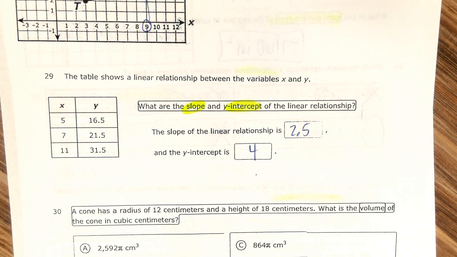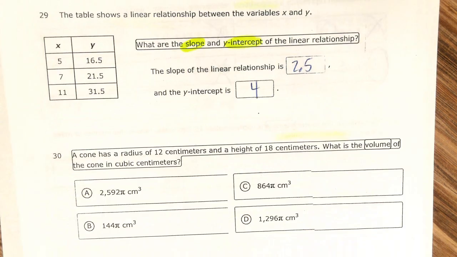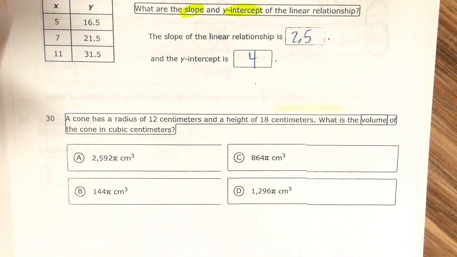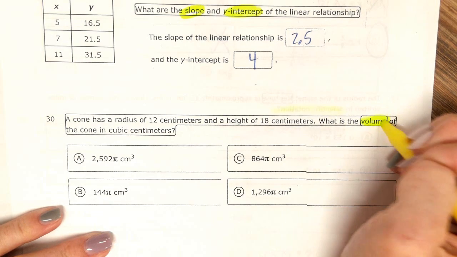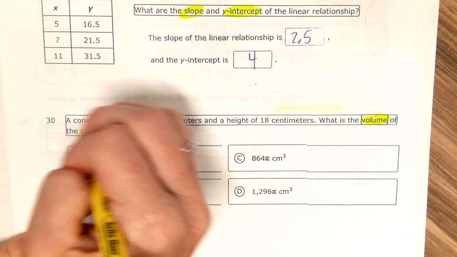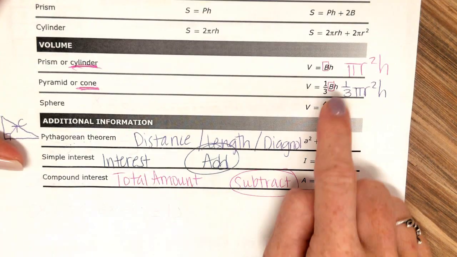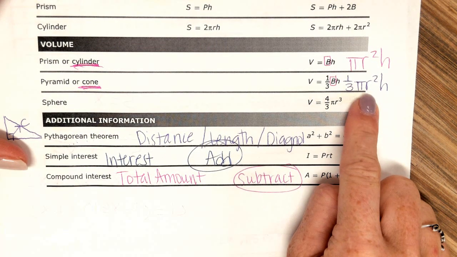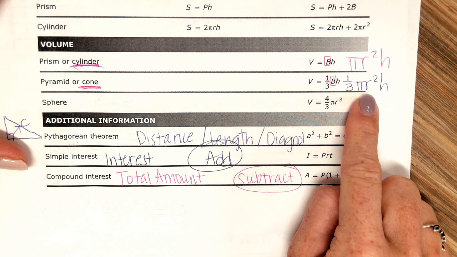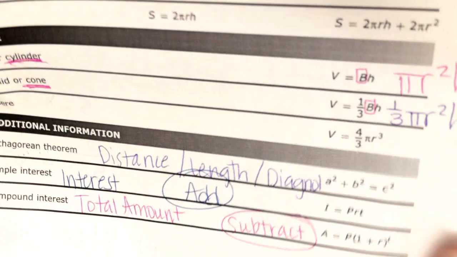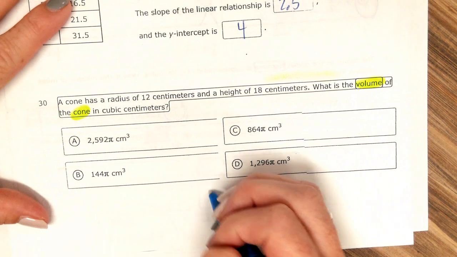The next question is another one you have to get correct. Scan it. Don't read it. Just tell me what is the clue word. What are they asking you to do? Volume and what kind of shape? Cone. Don't even read it. Go to your star chart. Volume of a cone. What did we change the formula to? 1/3 pi r squared h. Write it down.